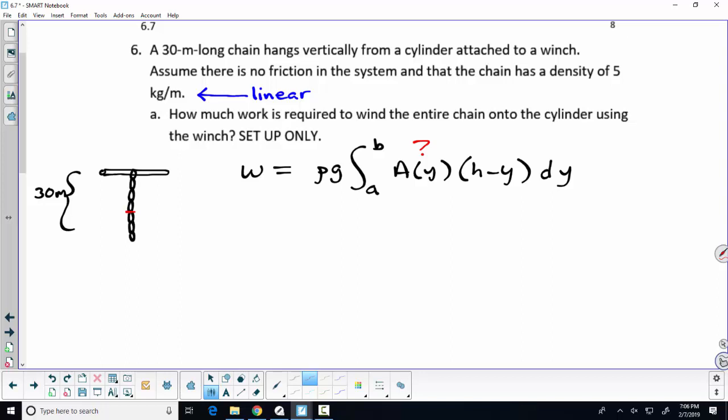But what else do we know about work? Work is force times distance, yeah. What do we know about force? Mass times gravity. Yeah, it's mass times gravity.